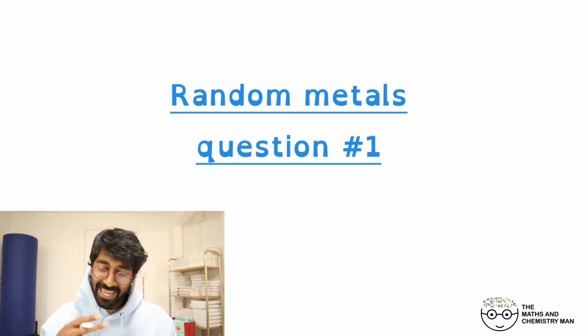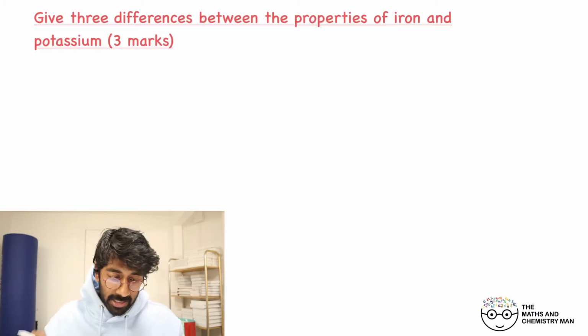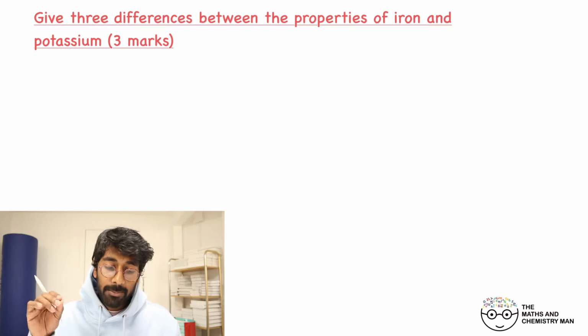It's chemistry again. Here it is. We've got a question on metals today. So have a quick read. We've got: give 3 differences between the properties of iron and potassium.